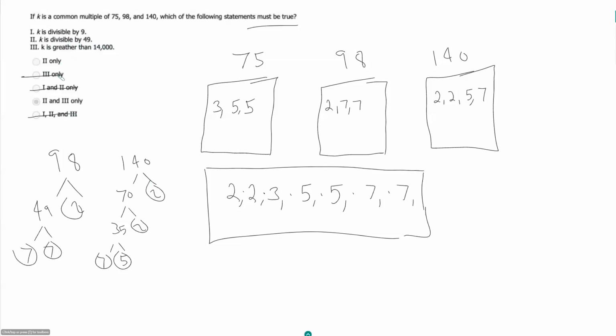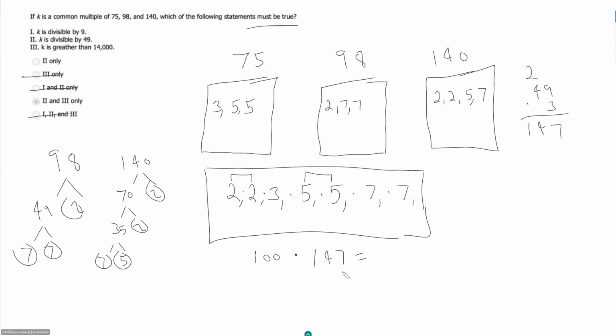K is greater than 14,000. Oh, so we're actually going to have to find what this K is. What is this? So my 2 5s give me 25. My 2 2s give me 4, so 25 times 4. So that's 100 right there. And then what's 49 times 3 is what I have left over. 49 times 3 is 147. So my least common multiple is... That wasn't as bad as I expected.